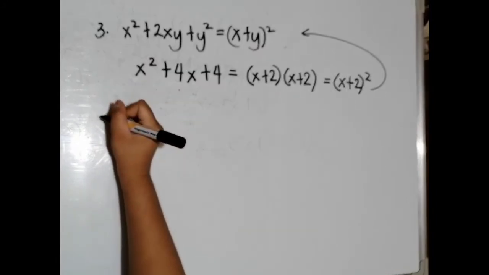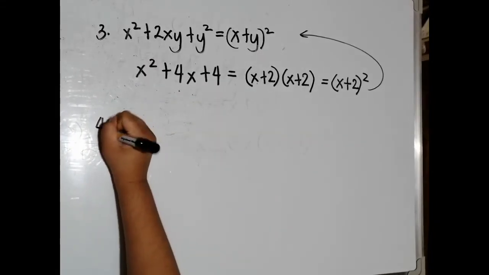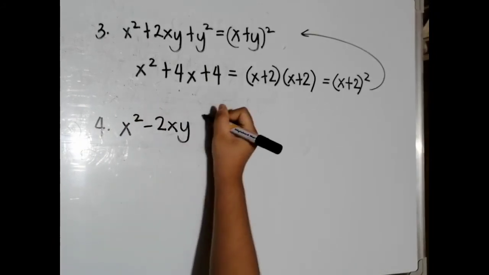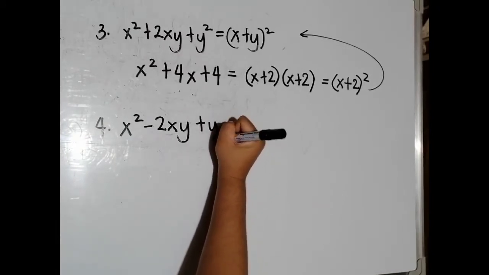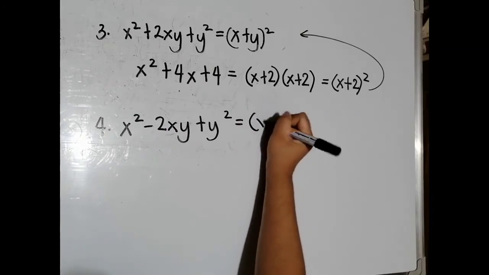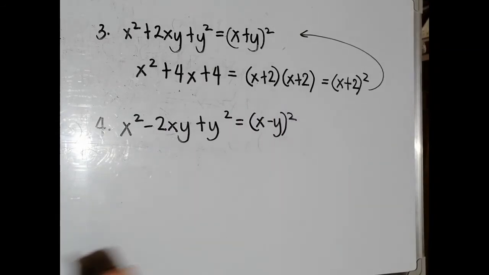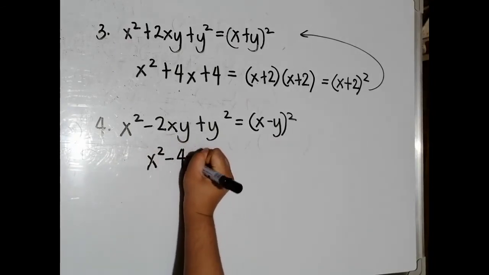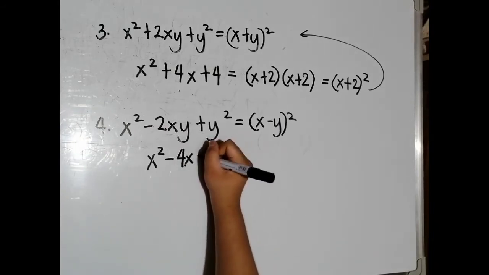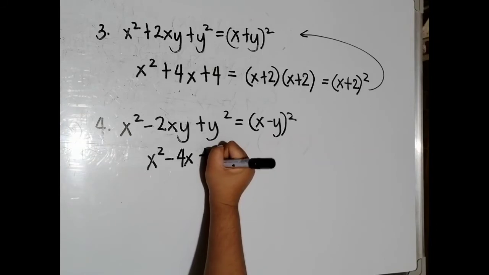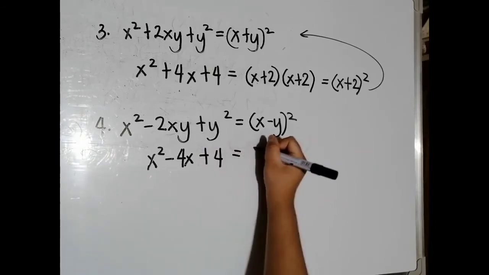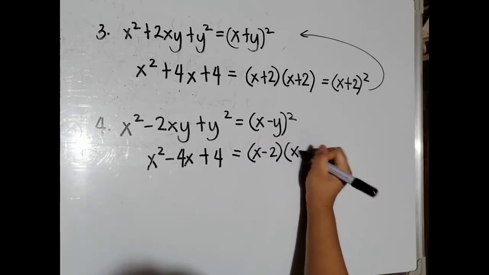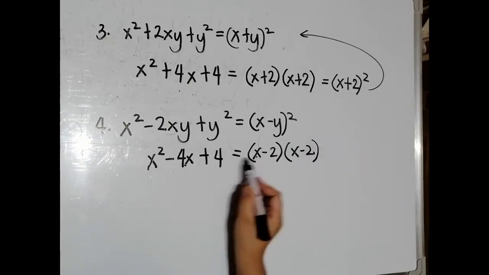Next in factoring will be the same as we did in number 3. The only difference is the sign. We have the factor of x squared minus 2xy plus y squared is equal to x minus y squared. Example, x squared minus 4x plus 4. How are we going to factor it? The same as the above example. The only difference will be x minus 2 and x minus 2.